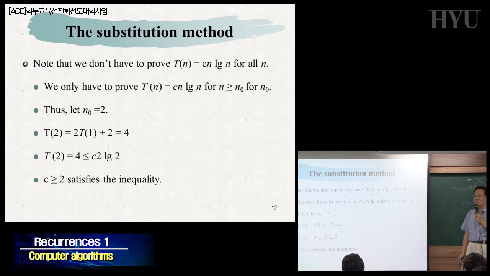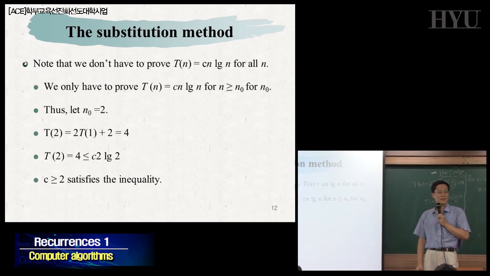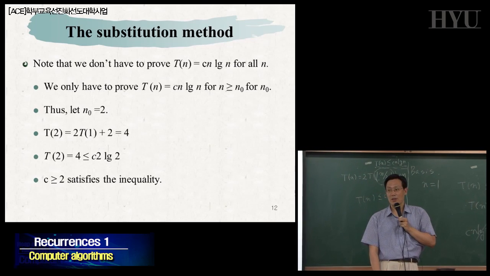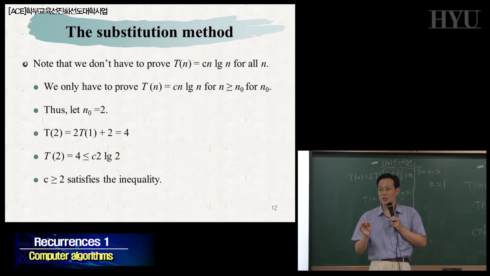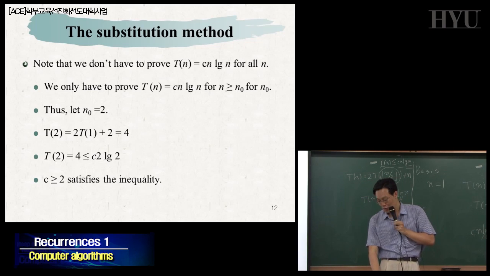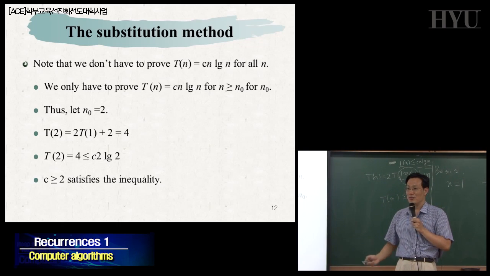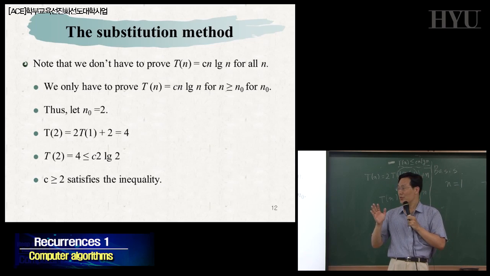Then let's find the next basis. Let's try 2. The advantage of the big O notation is we don't have to stick to 1. We can increase 1 by 1 until there is a value of n that's satisfying this. So try 2. Then by some calculation, we can show that for some value of c, this is satisfied.